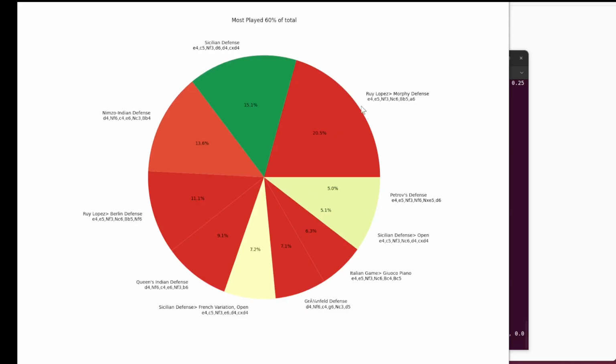The Morphy defense with Royal Lepez, that's great. Sicilian defense, open Sicilian, of course. And then French defense. Well, it's just a Sicilian defense, French variation. Okay, that's great. It's got an E6 in there, so that's okay. That's more like a Taimanov or a Scheveningen, perhaps. Berlin defense, very prominent now, and Nimzo Indian defense. But you can see that most of these variations here are not really known for queenside castling.